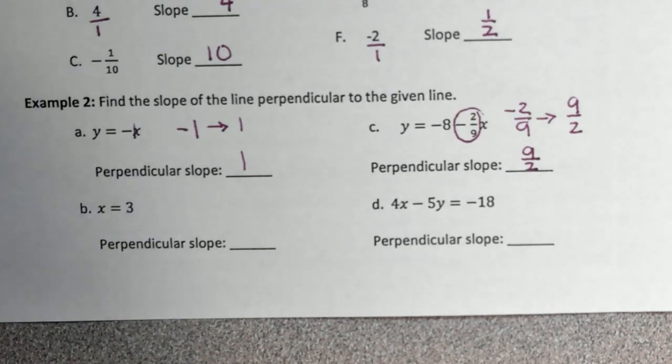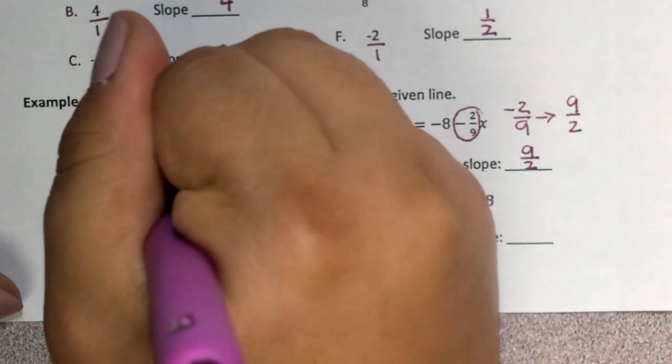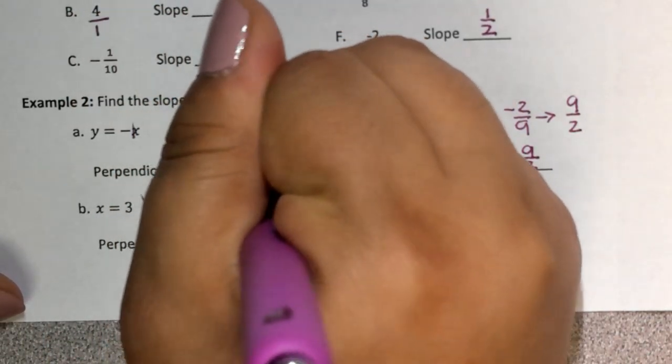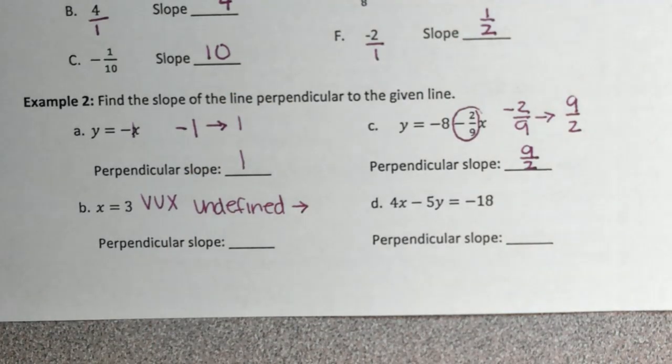Nope. All right. X equals 3. What is my slope for x equals 3? It is vertical, so my slope is undefined. Hold on. What is the opposite reciprocal of undefined?